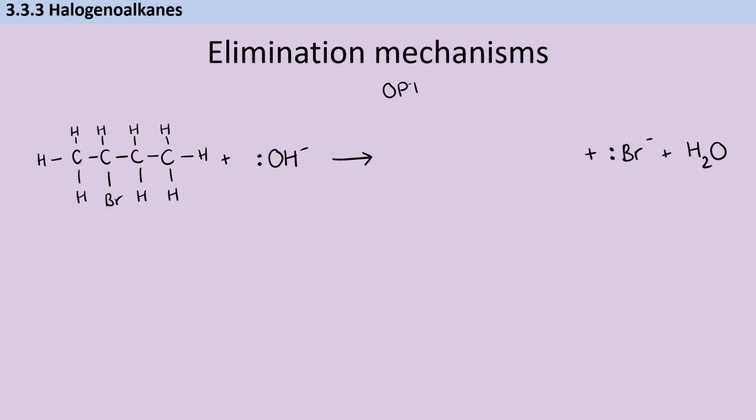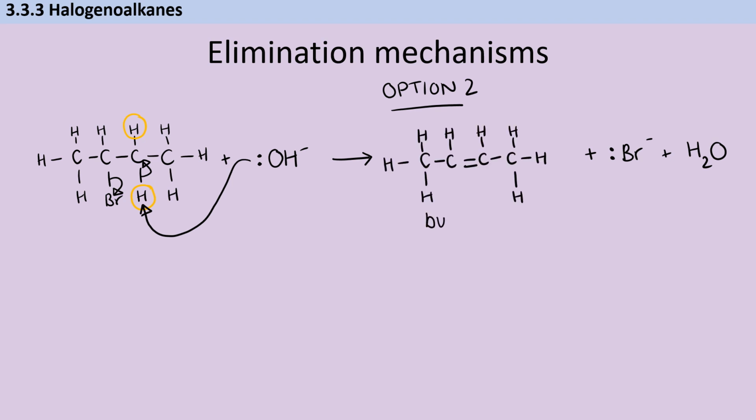Alternatively, rather than attacking the hydrogens that are bonded to the terminal carbon, instead our hydroxide ion might attack one of the hydrogens bonded to this third carbon. So my lone pair is attracted to the hydrogen. The electrons in the bond between the hydrogen and the carbon go back to carbon. The electrons in the bond between the carbon and the bromine go to the bromine, leaving us with our bromide ion leaving group. And what we're left with is butene.